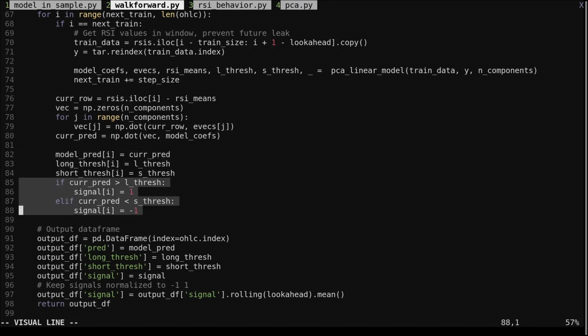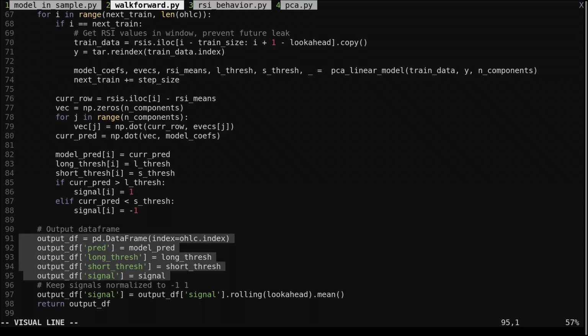Then we check if the current prediction is above or below the thresholds. If it is above the upper threshold, we set the signal to 1 for a long, and if it is below the lower threshold, we set the signal to -1 for a short. After the loop, we make an output data frame. We apply a moving average to the signal with the specified look ahead.